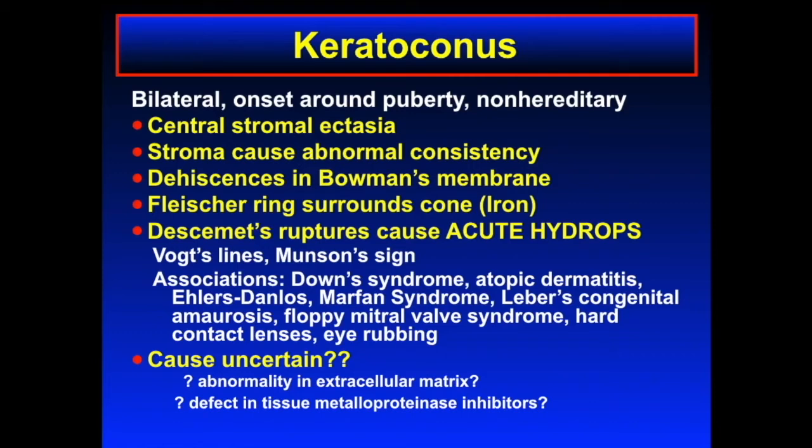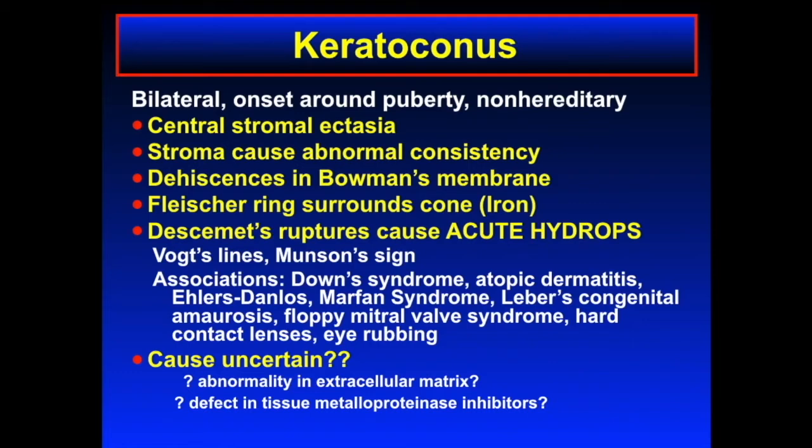Again, there's a central stromal ectasia. The corneal stroma has an abnormal consistency. There are characteristic dehiscences in Bowman's layer. There's a ring of iron in the epithelium around the cone, and ruptures in Descemet's membrane can occur spontaneously, giving rise to acute edema called acute hydrops. You have Vogt's lines in the cornea and Munson sign.